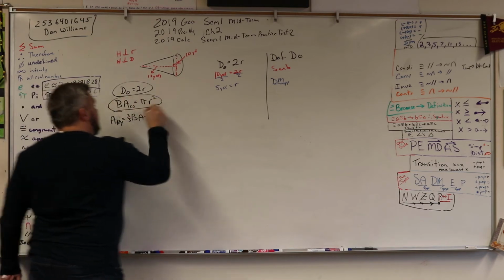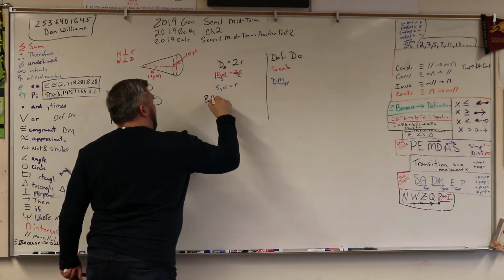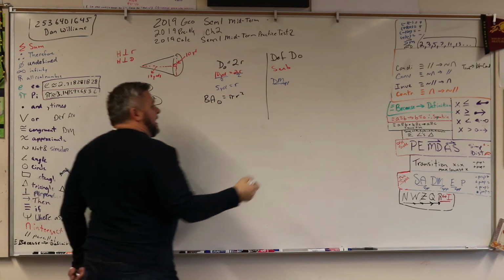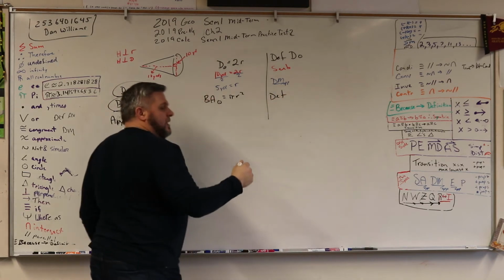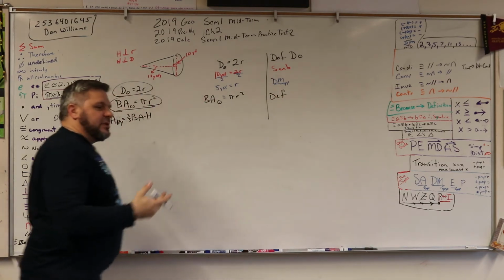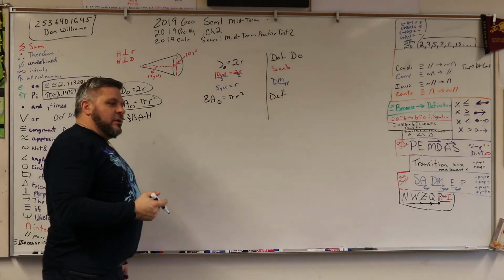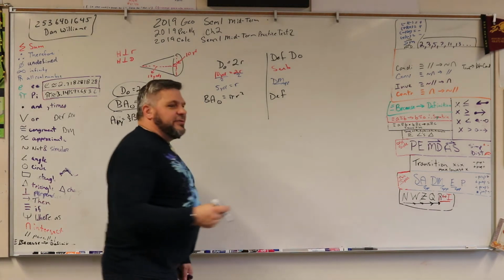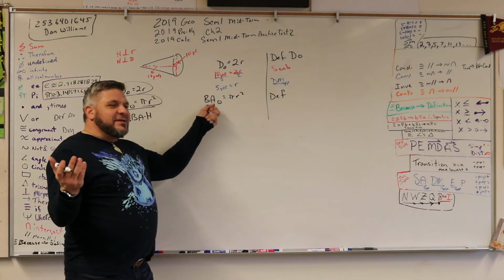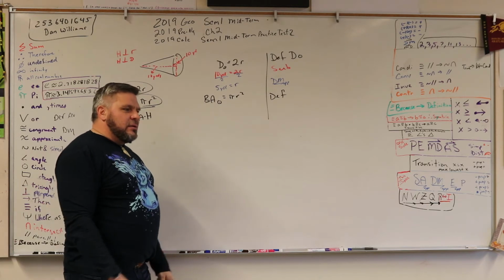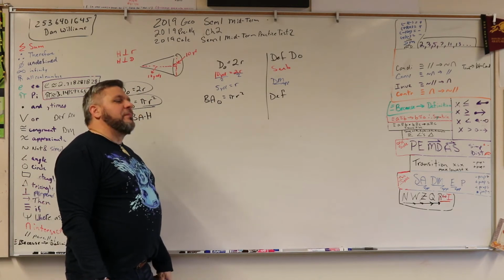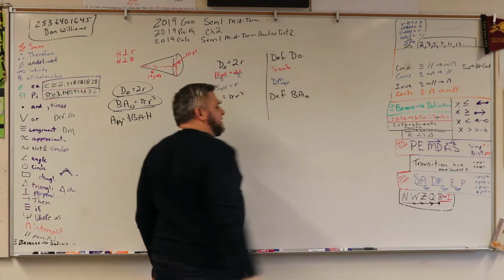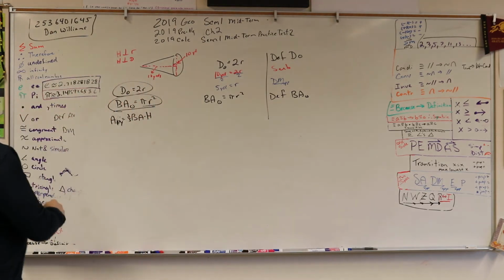So we say, okay, the base area of a circle is equal to pi r squared. What is that? The definition of what? What's BA mean? Base area. Definition of the base area of a circle.